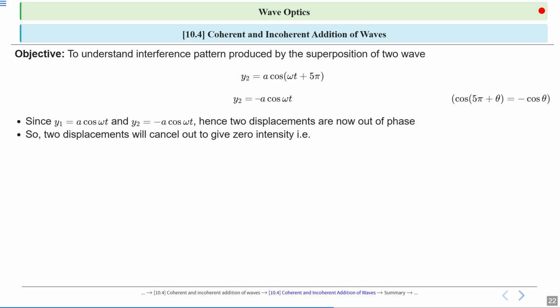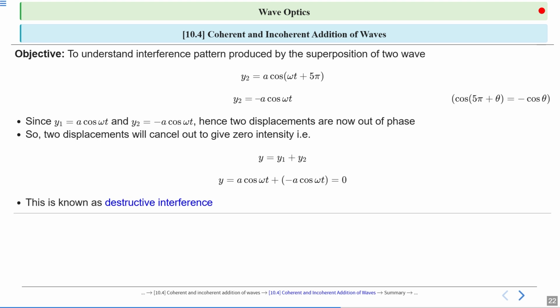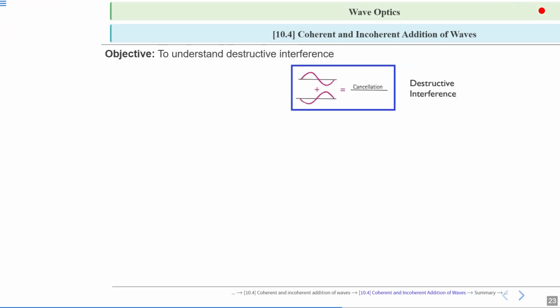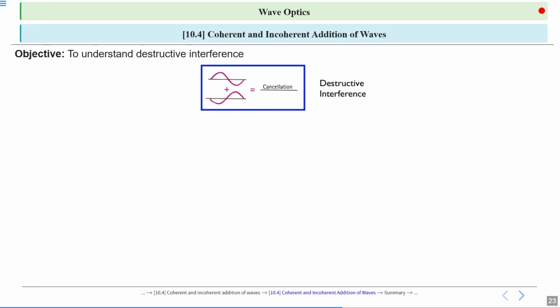That means 0 intensity. Okay, so y equal to y1 plus y2 will give us a cos omega t plus minus a cos omega t, which is equal to 0. So since displacement is 0, the intensity of the resultant wave will be 0. This is known as destructive interference. Okay, so it is represented by this, when crest falls on trough and trough falls on crest.